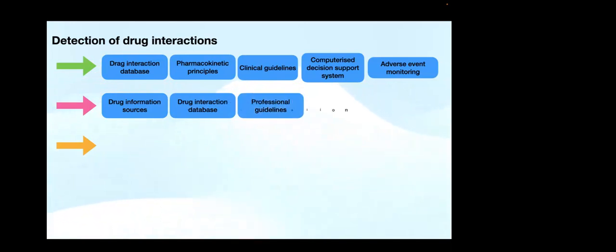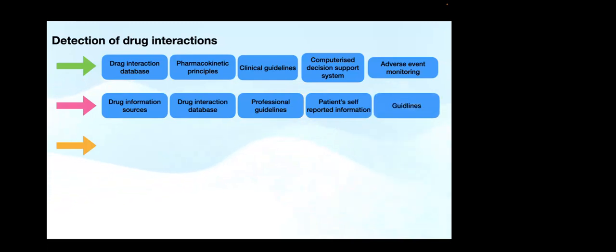Professional guidelines we can use for drug-food. Patient self-reported information we can also use. Sometimes, with unknown drug interactions, patient self-reported information suggests that if I take that medication with milk, it leads to itchiness. So that is self-reporting, okay? And some professional guidelines we can follow.